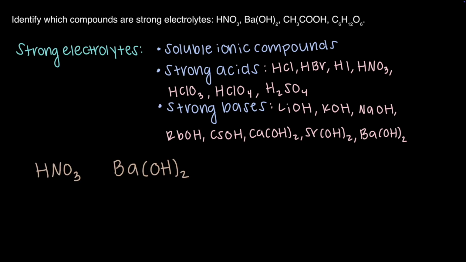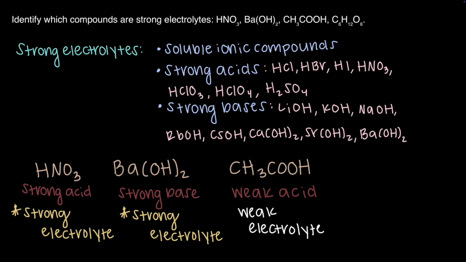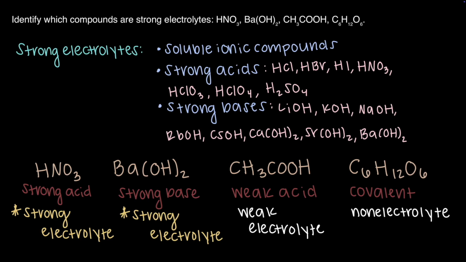HNO3 and Ba(OH)2 are strong acids and bases, so they will both be strong electrolytes. CH3COOH is a weak acid and would be a weak electrolyte. C6H12O6 is a covalent compound and would be a non-electrolyte.